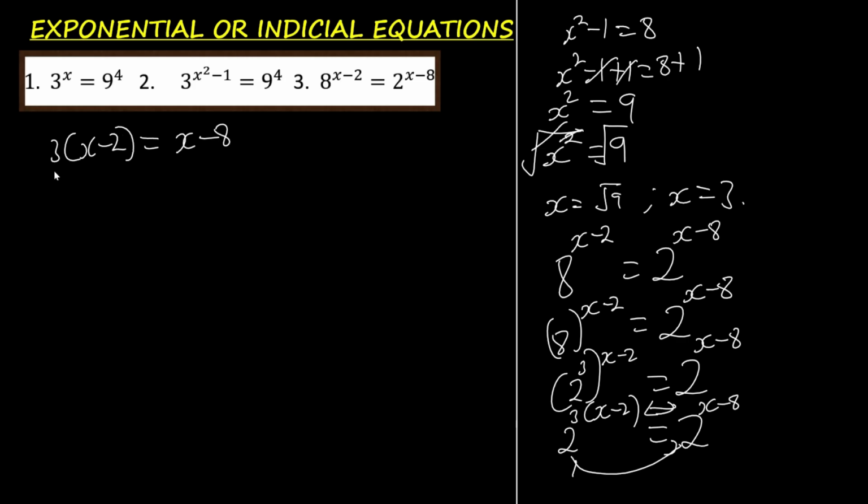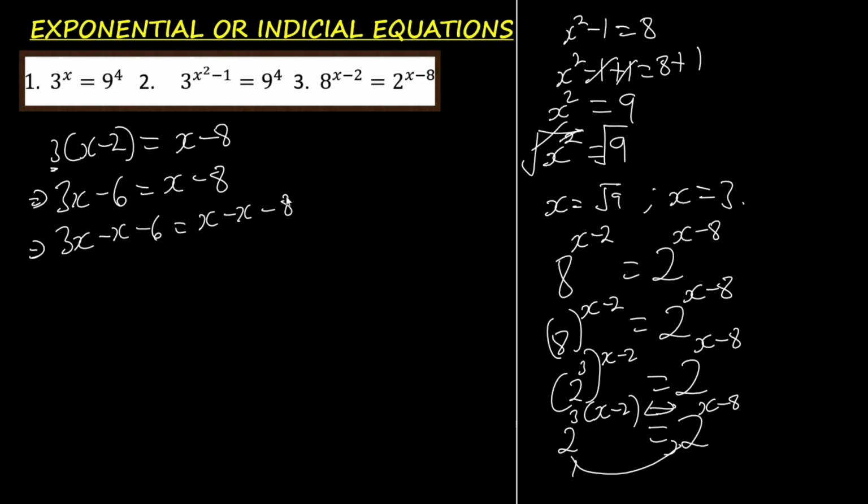Now let's multiply the 3 by the terms in the bracket. You're going to have 3 times x is 3x, and 3 times negative 2 is negative 6, which is equal to x minus 8. Now we want to bring the negative 6 to this side and also bring the x to this side. First of all, let's subtract both sides of the equation by x. So we're going to have 3x minus x and then minus 6, which is equal to x minus x and then minus 8. Now 3x minus x is 2x, minus 6 is equal to, this x cancels, we're going to have minus 8.